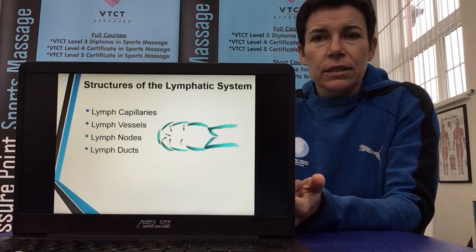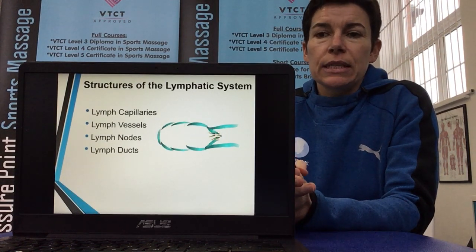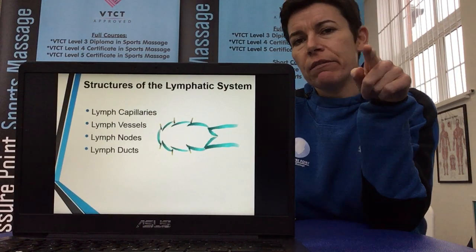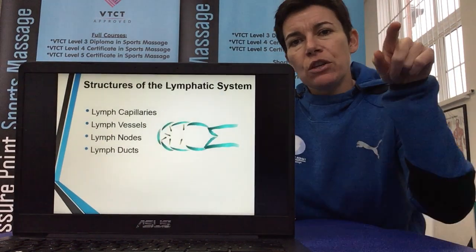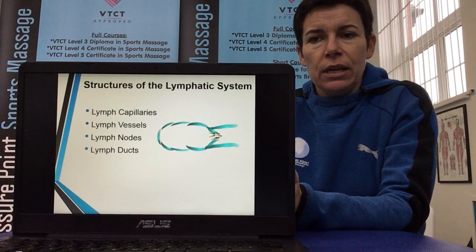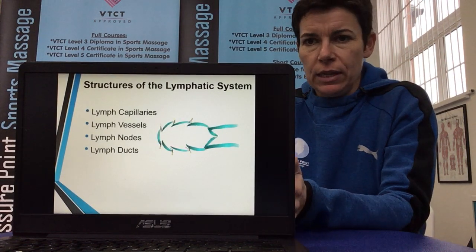A lymph duct. A duct is a larger vessel. So this system eventually starts at a capillary, then to a vessel, goes through a series of ducts, before it eventually goes back into the cardiovascular system, it drains through a large lymph duct. Okay, so that's the largest structure found in this system.